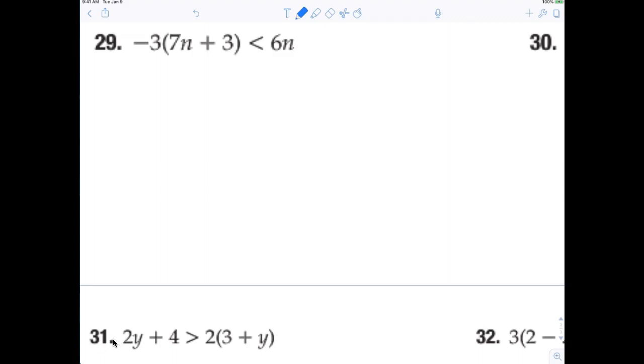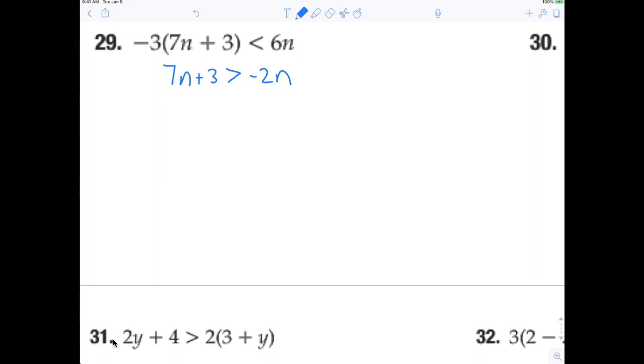Switch the signs. I have to switch the signs. So in this case, I have 7n plus 3 is greater than what? Negative 2n. Whoever said that? Me. Good, thank you. Finally got one right. Good job, Colin.